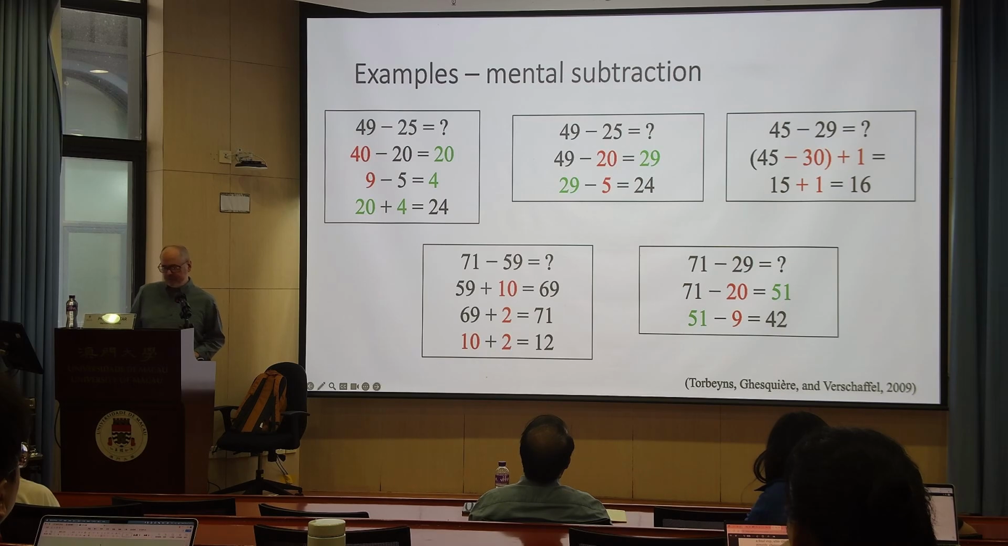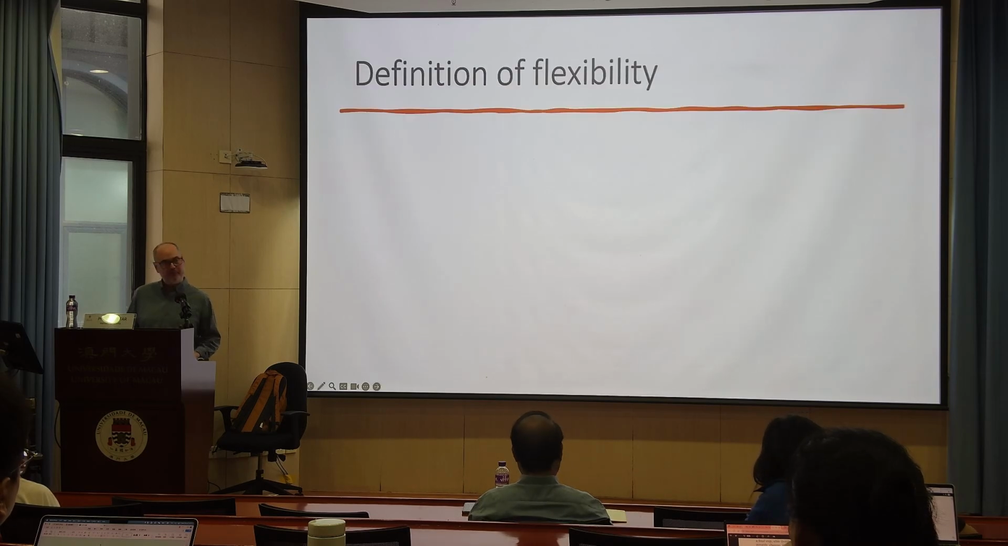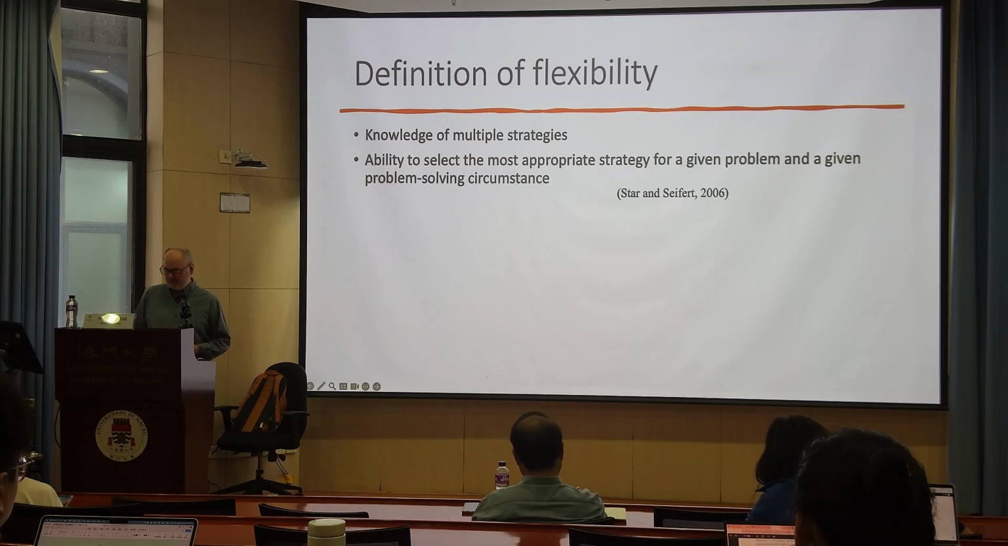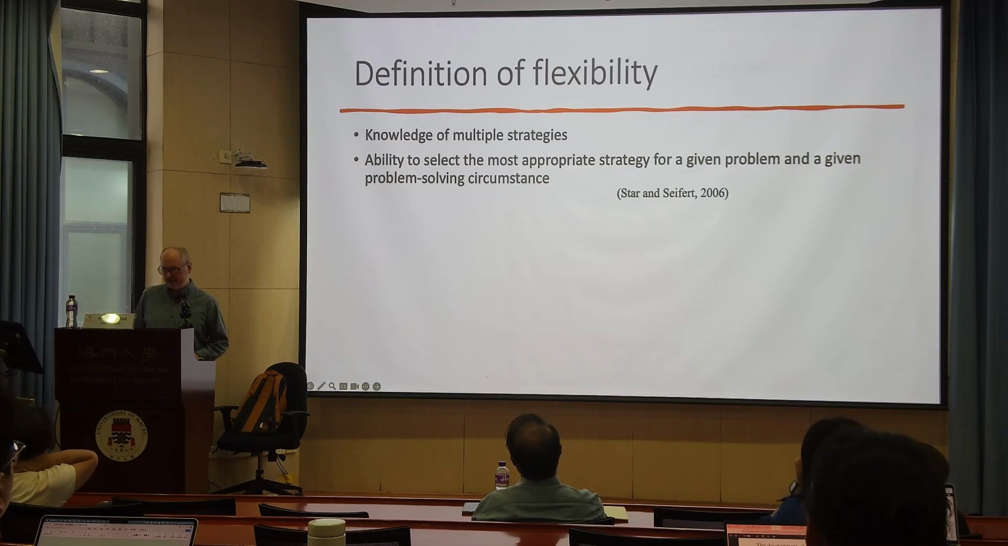So with these examples in mind, I'm ready to move to a formal definition of flexibility. I define flexibility as having two parts. First, having knowledge of multiple strategies, and second, the ability to select the most appropriate strategy for a given problem in a given problem circumstance.